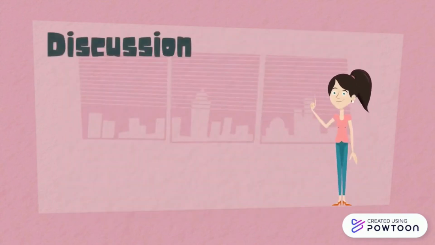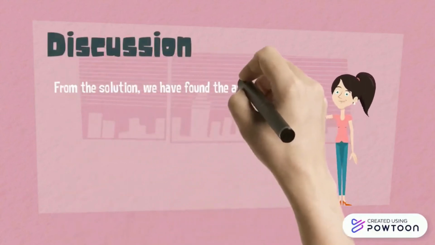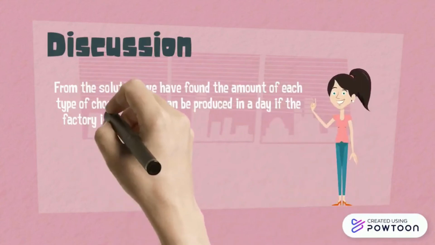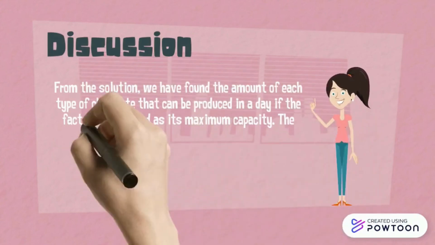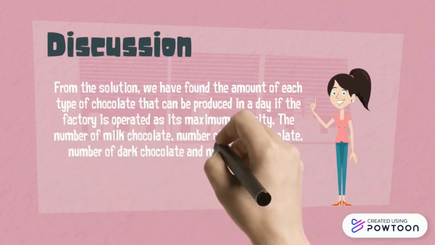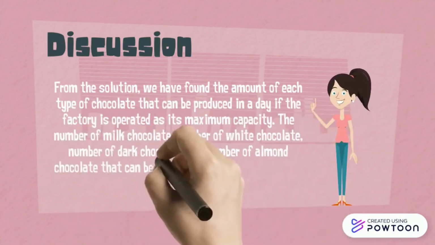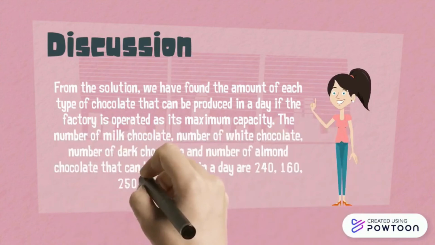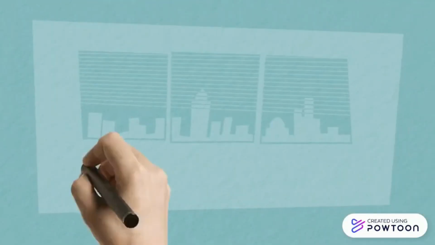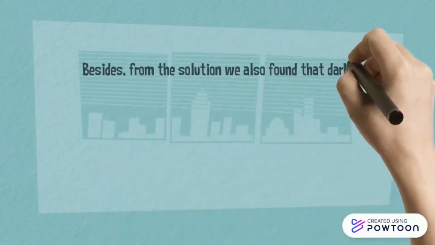Lastly, from the solution, we have found the amount of each type of chocolate that can be produced in a day if the factory is operated at its maximum capacity. The numbers of milk chocolate, white chocolate, dark chocolate, and almond chocolate that can be produced in a day are 240, 160, 250, and 200 respectively. Besides, from the solution, we also found that dark chocolate is produced the most in a day by the factory.